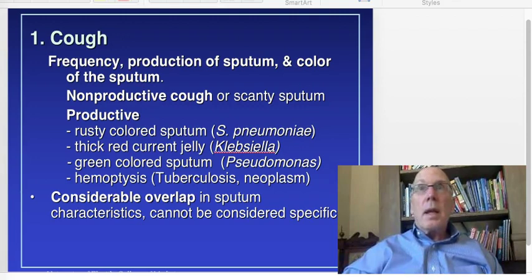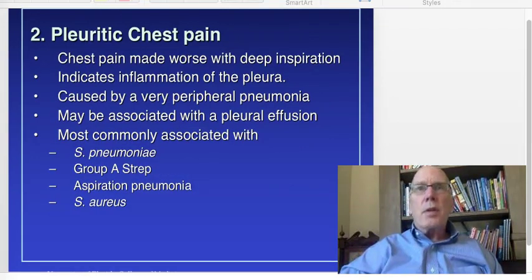Rusty colored, indicative of red cells leaking into the alveoli and suggestive of strep pneumoniae? A thick red currant jelly sputum often accompanies Klebsiella, while green colored sputum suggests Pseudomonas. Frank hemoptysis raises the possibility of tuberculosis or neoplasm. It is important to point out that there is considerable overlap in the sputum characteristics, and these findings cannot be considered to be specific. The next important symptom to inquire about is chest pain.